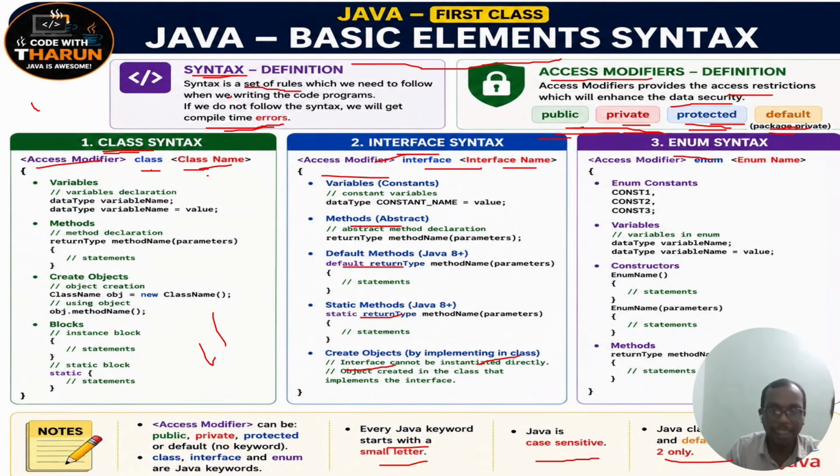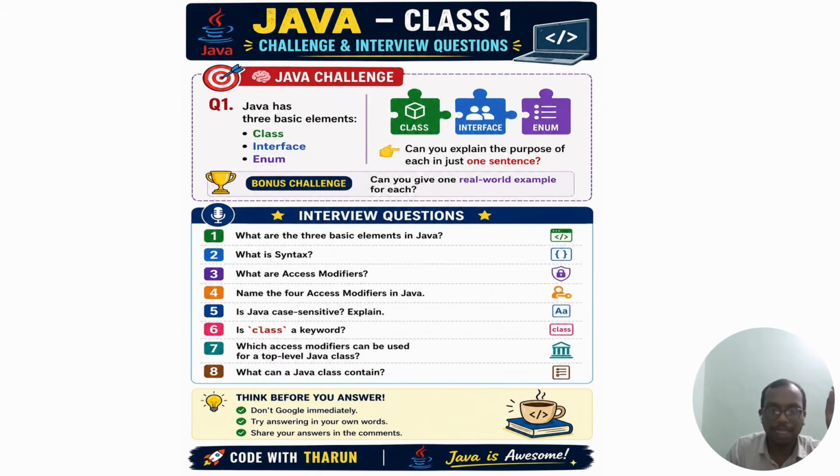Now I will tell some challenges. I will give one challenge question, one bonus question, and 10 interview questions from today's class. Kindly answer them. Okay? Java interview questions for class 1. First, I will give a challenge for you. Java has 3 basic elements. I already discussed Java has 3 basic elements: class, interface, and enum. I am giving you a challenge. Can you explain the purpose of each in one sentence?